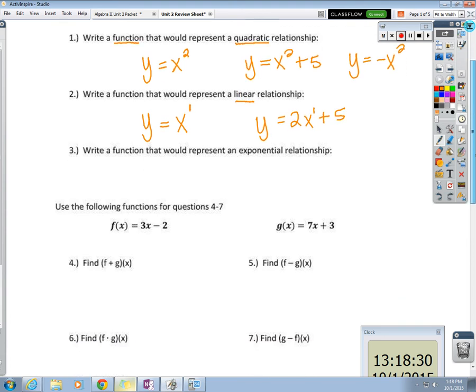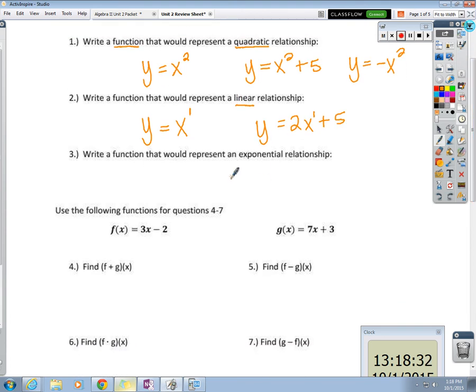Alright, number 3. Okay, before we do number 3 though, it didn't ask about a cubic relationship. What would a cubic relationship look like? X cubed. Y equals x cubed. Okay, number 3, write a function that would represent an exponential relationship.